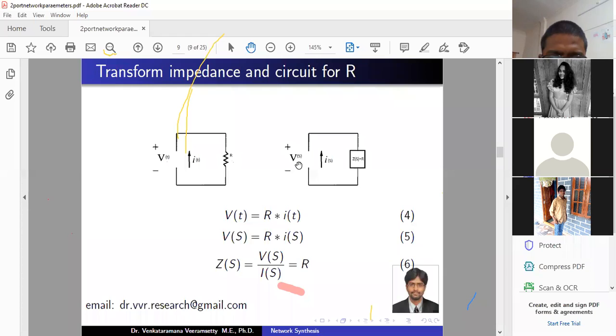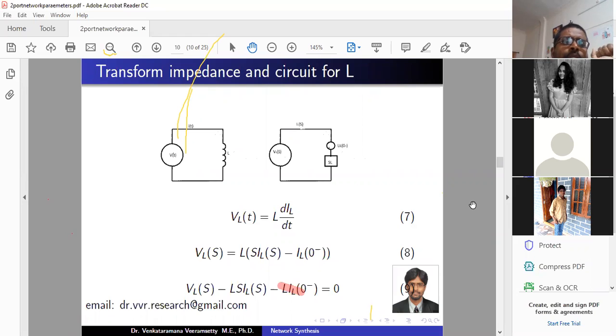So if you observe here, V of S equals R into I of S. That's how, in this simple example, we transform a circuit from one plane to another plane, from one domain to another domain, from the time domain to the S domain. I am transforming the impedance and the circuit from one domain to another domain. This is the circuit containing only resistance. Now we will move to the inductance.